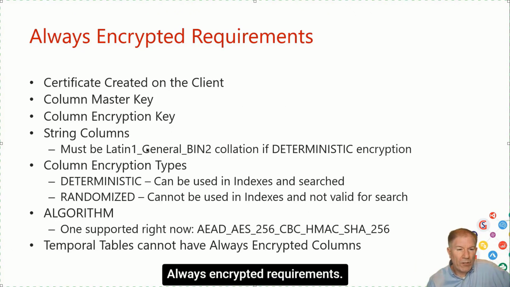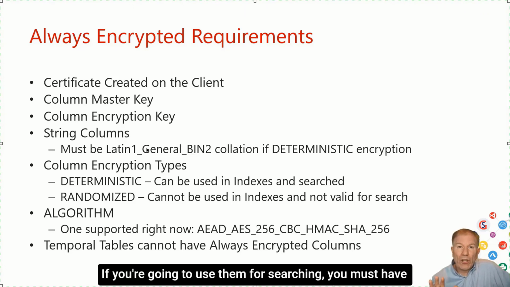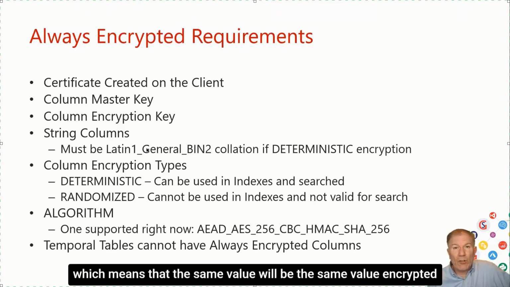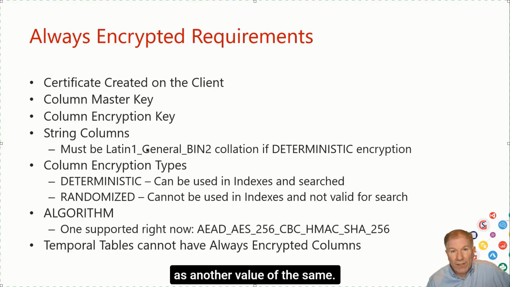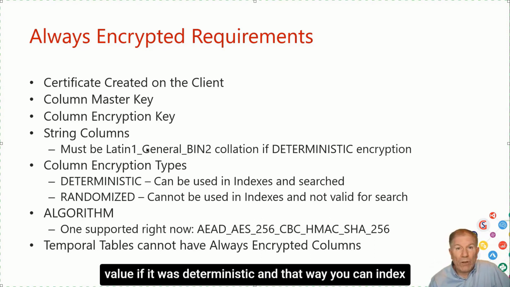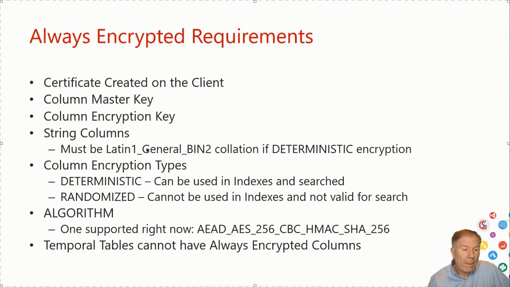Always Encrypted requirements: you have to have the certificate created on the client. You have a column master key and a column encryption key. String columns, if you're going to use them for searching, must have a binary2 collation, as well as deterministic encryption, which means that the same value will be the same value encrypted as another value of the same. So if I encrypted an A, it would contain the same encrypted value if it was deterministic, and that way you can index and you can search on those things. So that's kind of cool.